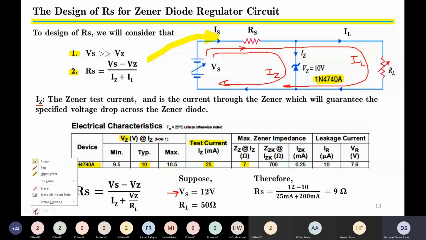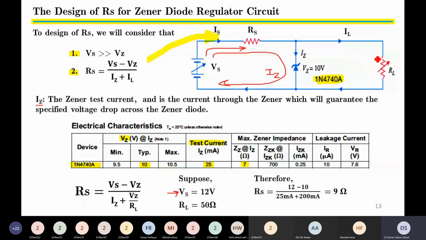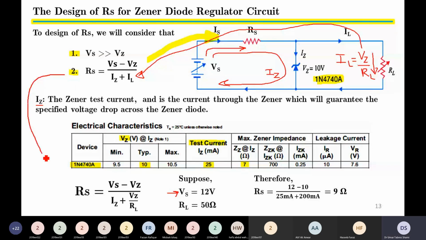Now, what is the value of the load current? It is very simple. The load current, the current flowing through the load, is equal to the voltage across the load, which is Vz, divided by the load resistance itself, RL. So IL is equal to Vz divided by RL. So we can replace IL and rewrite the equation. We replace IL with Vz over RL, and this is what we have done in this formula.